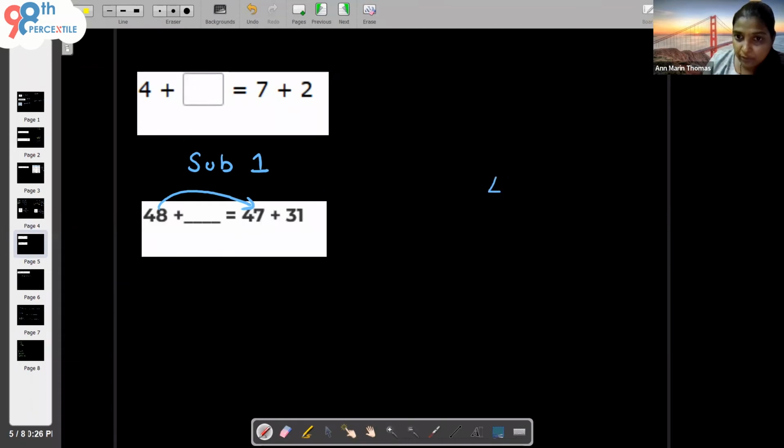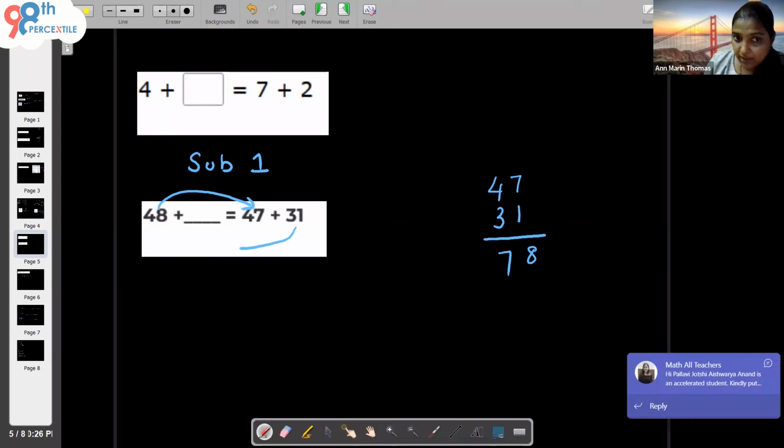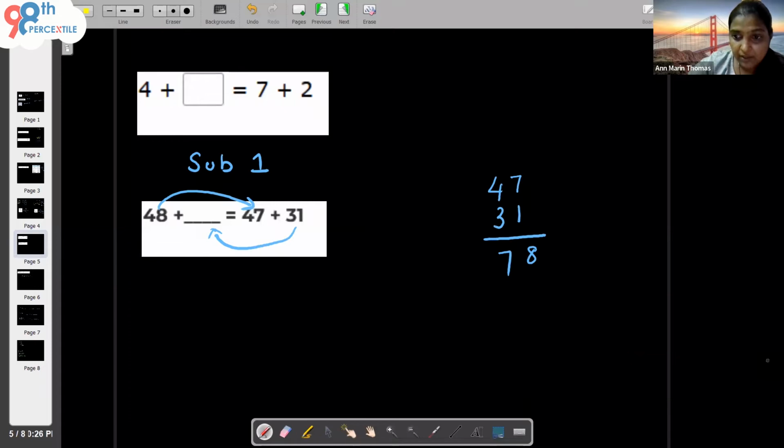Now, if you notice, you have 47 plus 31. You have the answer 78. Now, if I subtract 1 from 31 and place the number here, I will get the same answer as 78. So what did I do here? You just had to subtract 1 from here. And that's how you got the answer 30.